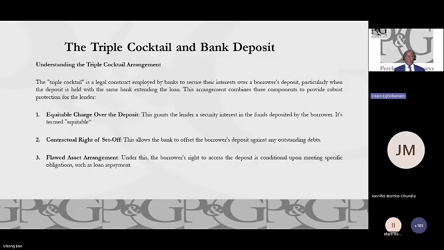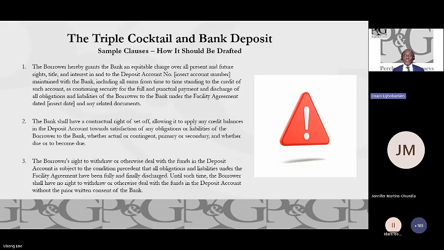Go to the next slide. I want to demonstrate something to you. So this is a generic triple cocktail that is taken over a bank account. I will give you a minute to just read it, please. But I've put a danger sign by the end. Please don't adopt it simply because I put it.